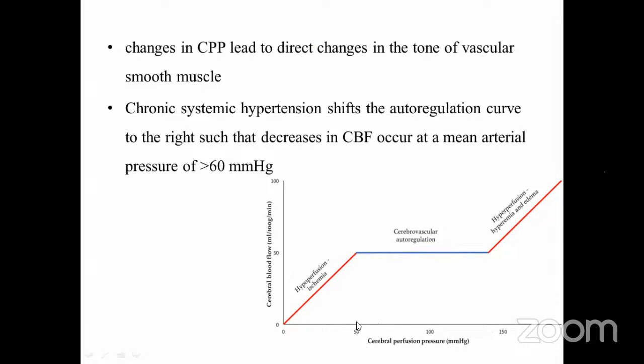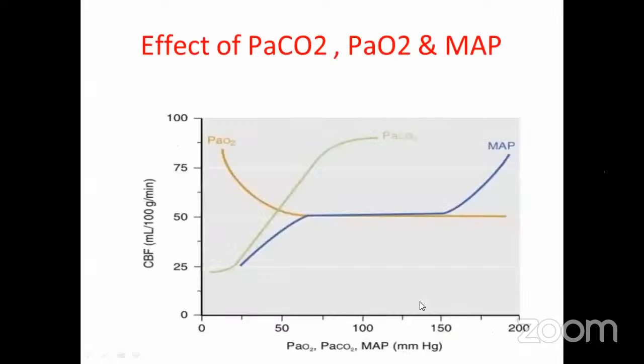This is the cerebral perfusion pressure from 50 to 160. Cerebral blood flow is maintained constant due to autoregulation. Below 50 mmHg or above 160 mmHg, there is a decrease or increase in cerebral blood flow. This is the graph representing the effect of PaO2, PaCO2, and MAP on cerebral blood flow. Here, cerebral blood flow is linked linearly with PaCO2, as I told. With a 1 mmHg increase in PaCO2, there is a 1 to 2 ml increase in cerebral blood flow.